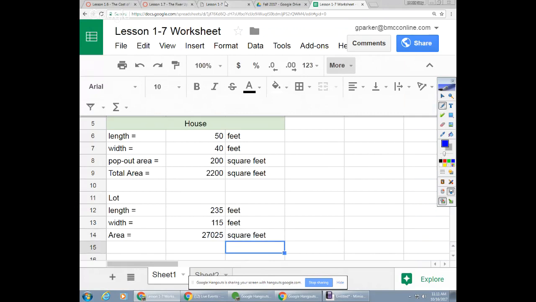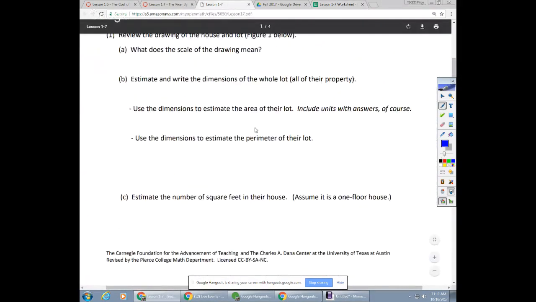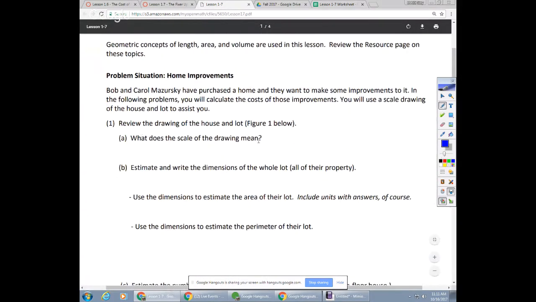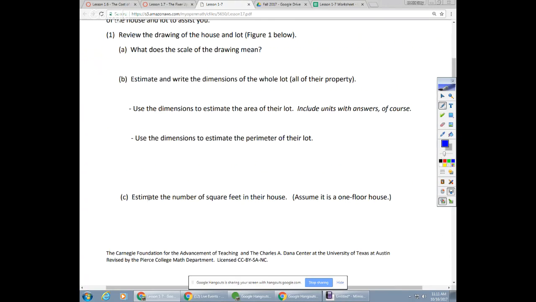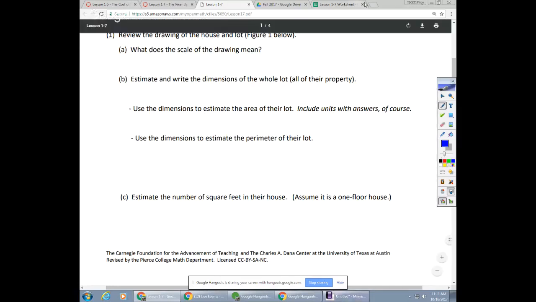All right, so let's see where we are on our worksheet here. So backing up a little, we wanted to interpret what does the scale in the drawing mean? So we talked about that. We want to write an estimate of the lots, and we want the area and the perimeter. So I didn't do the perimeter yet. We can look at that. Estimate the number of square feet of the house. We did that. Assume it's one floor. Didn't even think about that, but we did. All right, so let's look at perimeter.